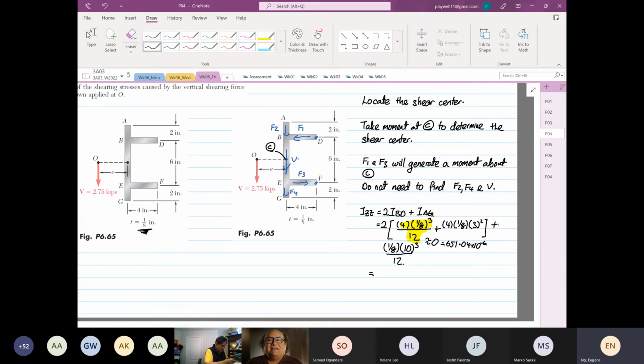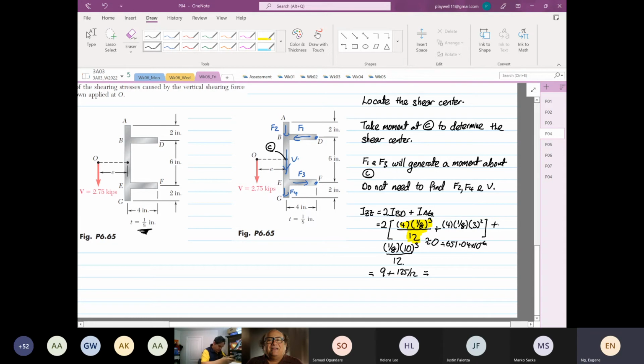So 4 times 1 over 8 times 3 squared. Okay, so you have 9 over 2, not 9 over 2 times 2 is 9, plus 10 to the power 3 times 1 over 8 divided by 12, plus 125 over 12.